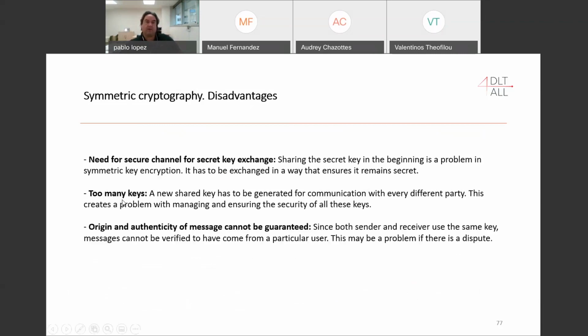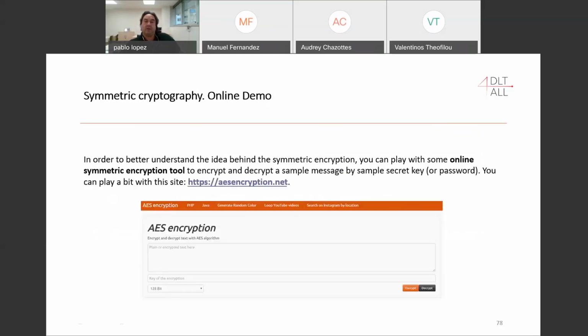Okay, go ahead. Disadvantages of symmetric cryptography: the need for a secure channel for secret key exchange, too many keys, and the origin and authenticity of the message cannot be warranted. Let's make an exercise right now. You can go to this address, isencryption.net. There we go.